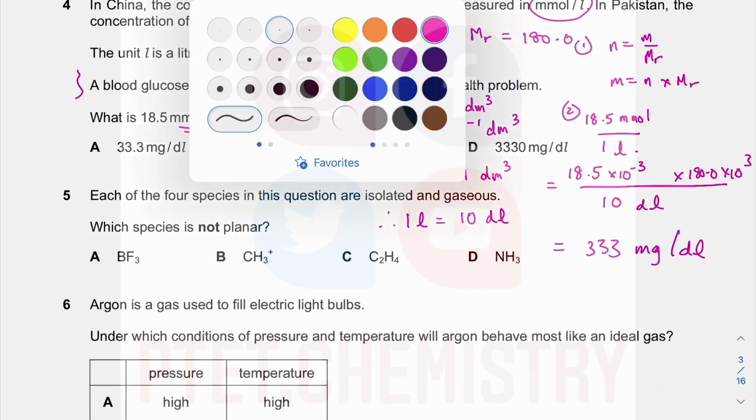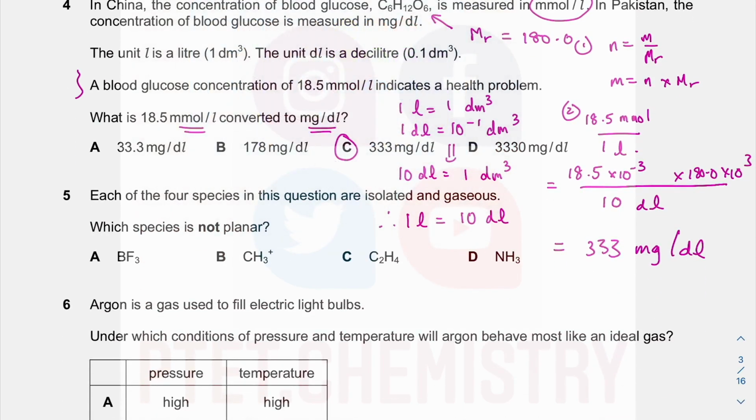Alright, so question 5. Each of the 4 species, you isolate it and they are gaseous.